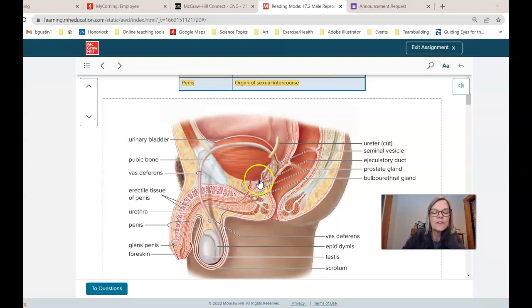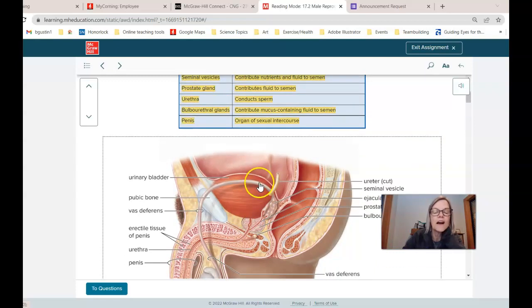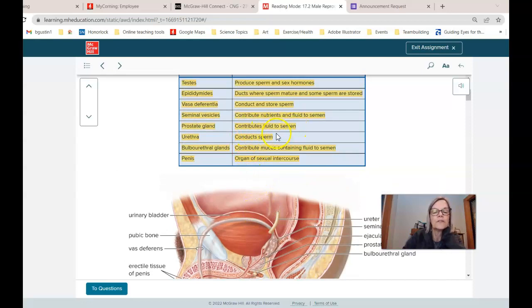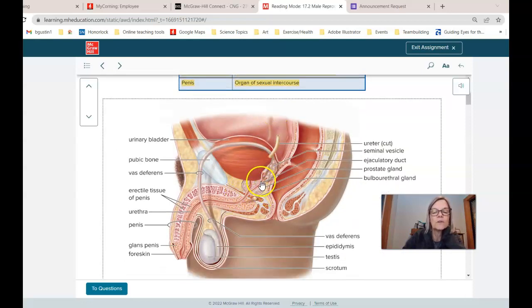And then the next fluid that's going to be produced to contribute to the semen is the prostate gland. And the prostate gland, again, here it just says it contributes fluid to semen, and it actually is a fluid that helps balance the pH of the semen. I think of prostate and pH. And again, the sperm are kind of delicate cells, so they're going to be in a solution with some food, with a balanced pH because of the prostate gland.